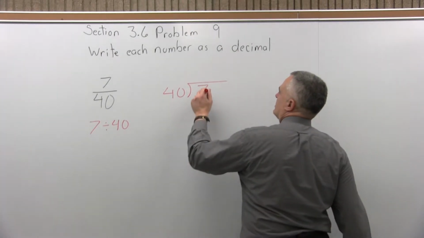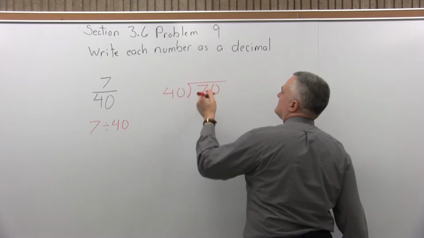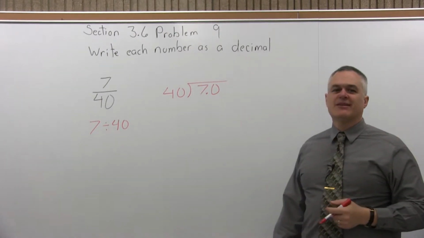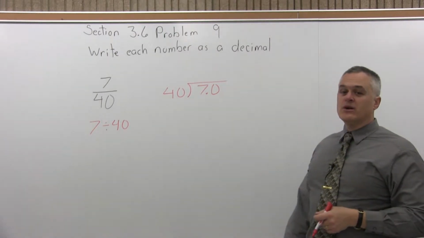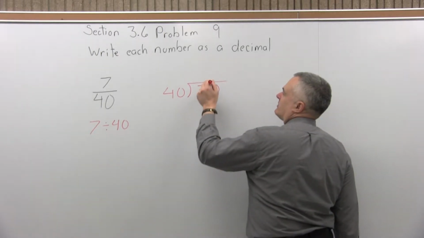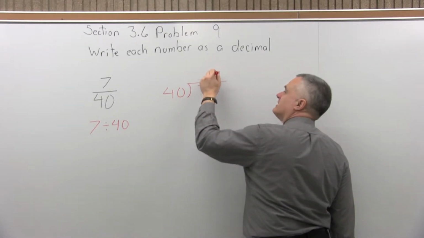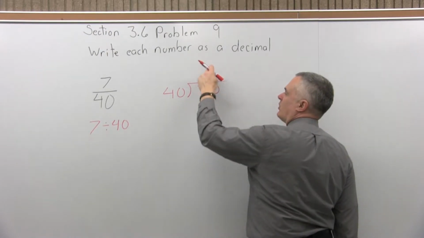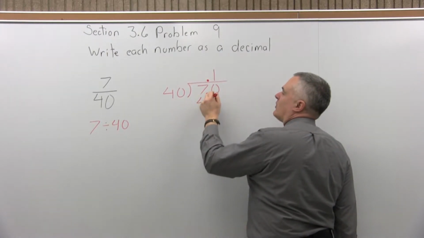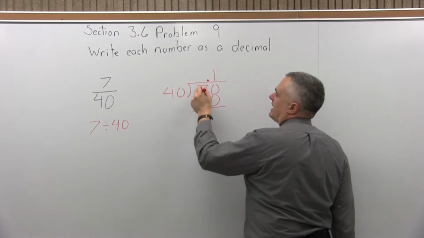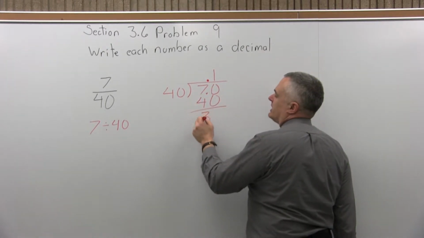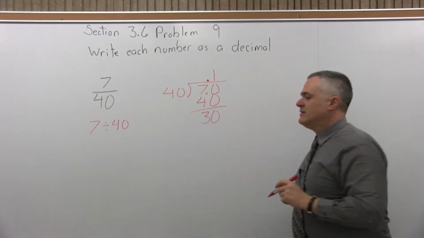So what you have to do is make it 7.0 and essentially treat it as a 70. So 40 will go into 70, but as you write your answer, you bring the decimal straight up like that. So 40 will fit into 70 one time. 1 times 40 is 40. And now 70 minus 40 is 30.